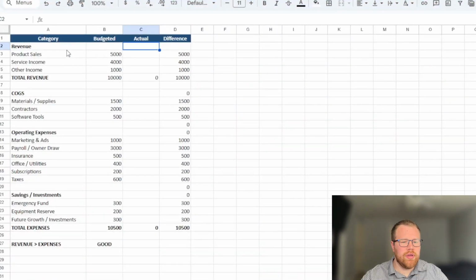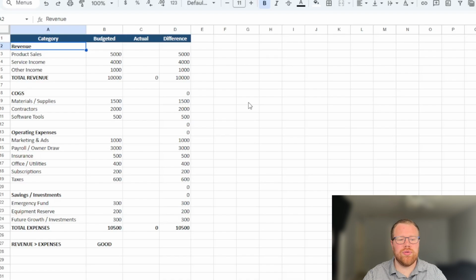Okay, so let's look at the spreadsheet here. We have revenues, COGS is cost of goods, we have our operating expenses, and we have savings and investments. Okay, and again, it can be personalized. This is set up like a business model here, but this can be personalized to your own personal budget structure.